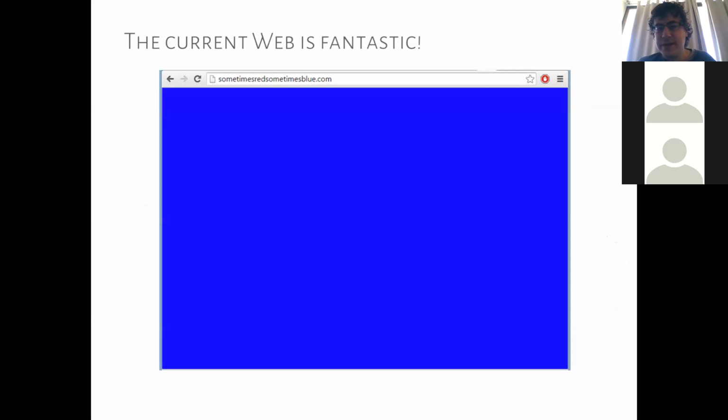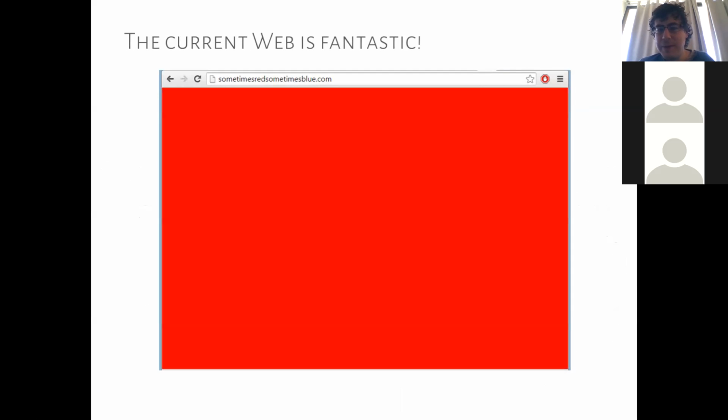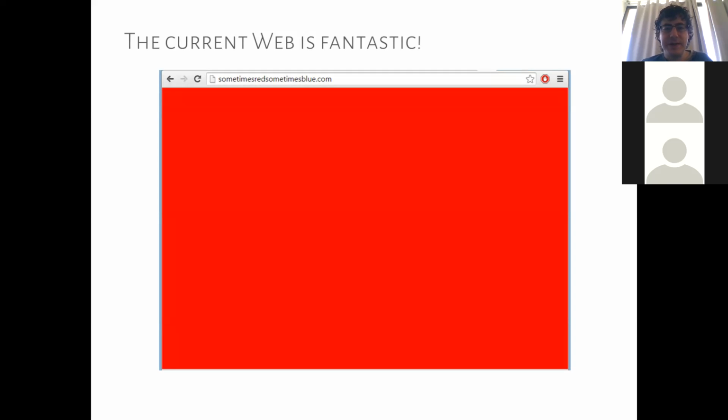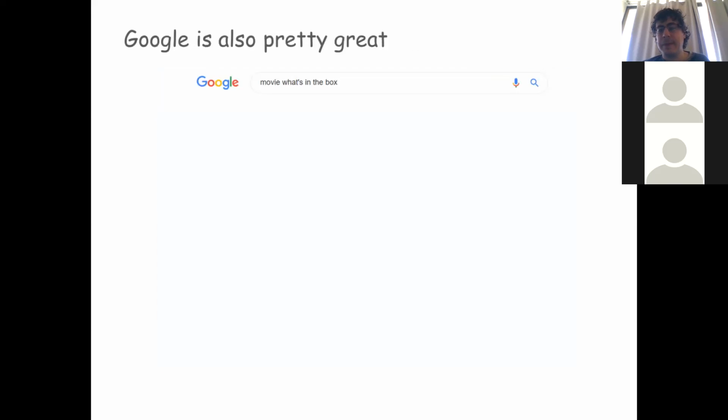So the current web is great. I'm not going to bash the web. It's one of my favorite web pages, sometimes red, sometimes blue.com. So we all know that the web is amazing. So why do we want to change it, right? So just because it's so useful, it doesn't necessarily mean that it's actually perfect, right? So if we want to find information on the web today, Google is pretty great. So for example, if I type in my search movie What's in the Box, anybody got any idea of what the movie would be?